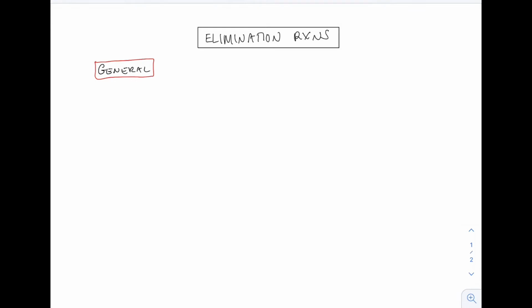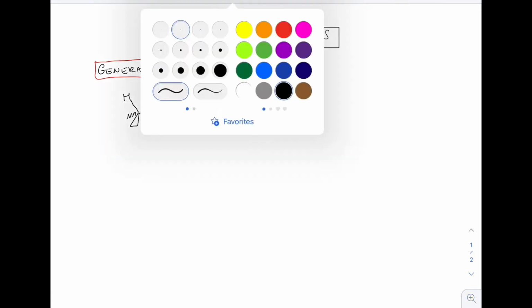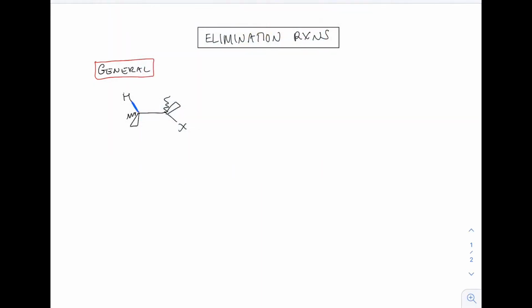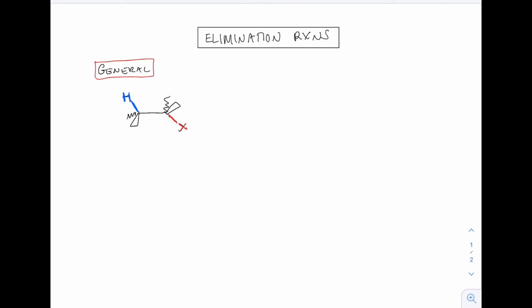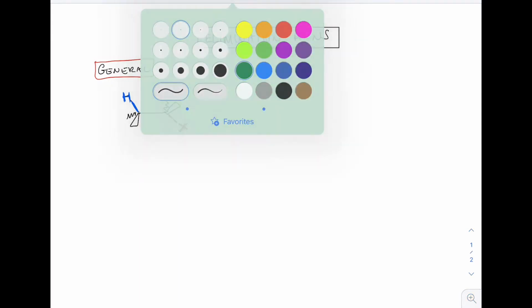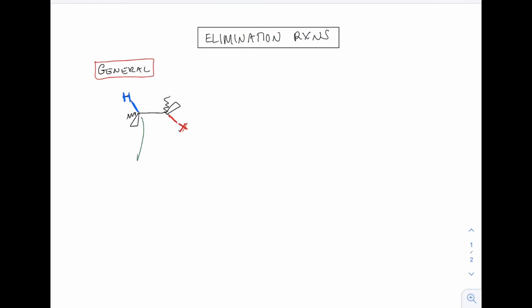Alright, so this video is going to be about elimination reactions. We've seen the general mechanism for it already, but let me go ahead and give that to you again. So we've got basically an alkyl halide, or something with a good leaving group on there. I'm going to highlight this hydrogen in blue because that's of interest, as well as this X that can represent the halogen or just a leaving group in general.